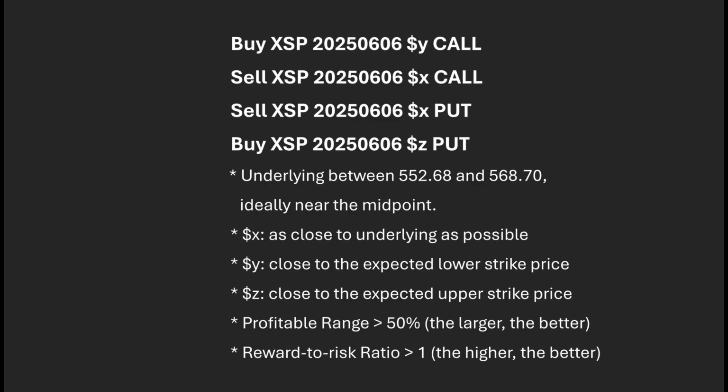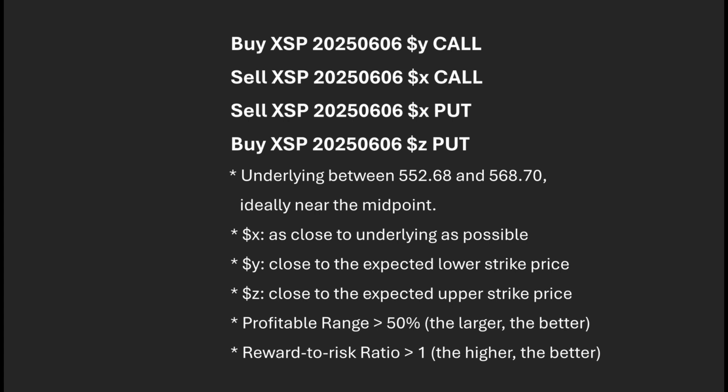Buying a butterfly option spread is our most complex trade instruction. When a signal like the one shown is received, we start by checking the first starred note. The underlying asset, XSP in this case, must be trading between 552.68 and 568.70, ideally near the midpoint. All options in this spread expire on June 6, 2025. The setup involves buying a call with strike $Y and a put with strike $Z, while selling both a call and a put at strike $X.